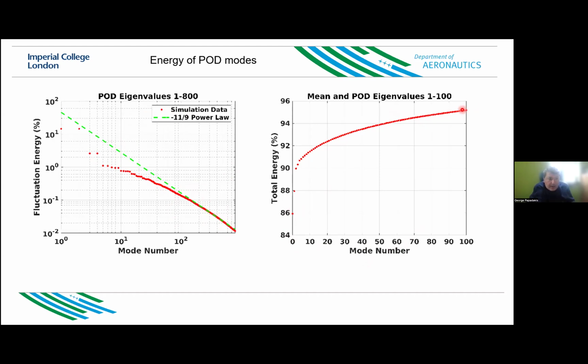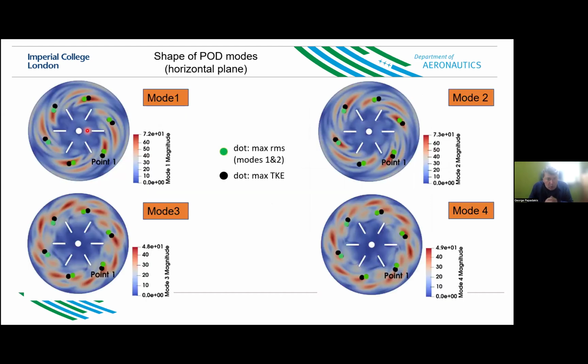As I said, modes 1 and 2 have equal energy, and it turns out that they are paired. What does paired mean? Before I get into that, I'll show you mode 1 and mode 2 on the top of this slide.